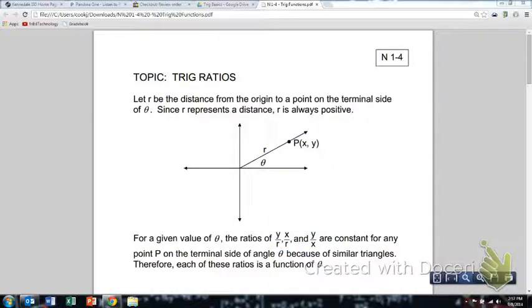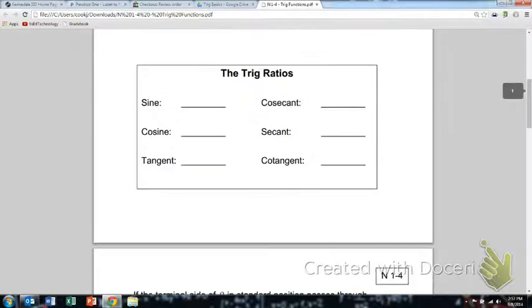So the ratios are called the trig ratios or the trigonometric ratios. And there are 6 of them. You're probably somewhat familiar with 3, and then the other 3 might be new. The first ratio is called sine, and it is the y over r ratio. Cosine is x over r. And then tangent is y over x.